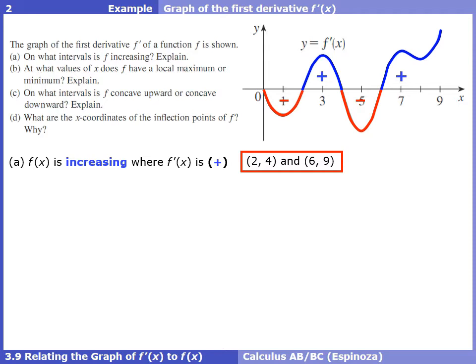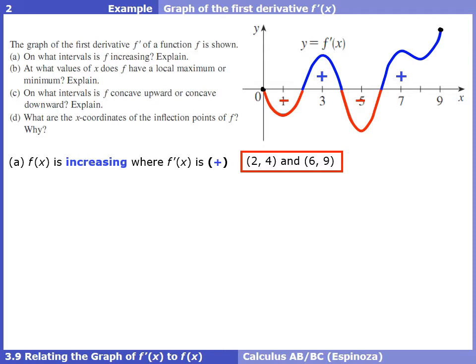We're assuming that this graph starts and stops at these points, since we're not given any other information. So infinity could have been a possible answer, negative or positive in some cases. But in this case, it's starting at 0 and ending at 9. So our two intervals again are from 2 to 4 and 6 to 9.